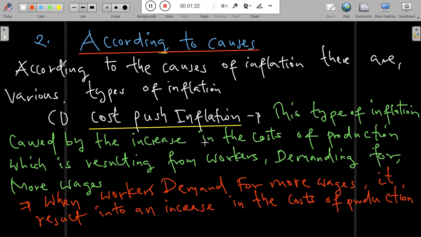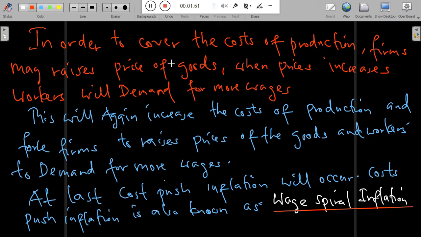Another type of inflation is according to causes. According to causes, there are various types of inflation that include cost push inflation. Cost push inflation is a type of inflation caused by the increase in the cost of production, which results from workers demanding more wages. When workers demand more wages, it results in an increase in the cost of production. Workers cannot only shout and enjoy that their wages increase, but does their wage correlate with the actual daily life they are facing, where they meet their purchases in the market?